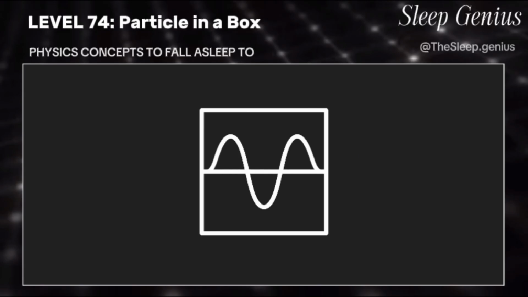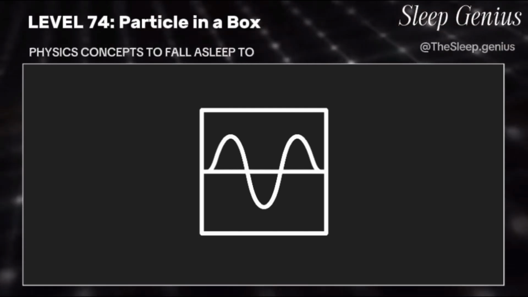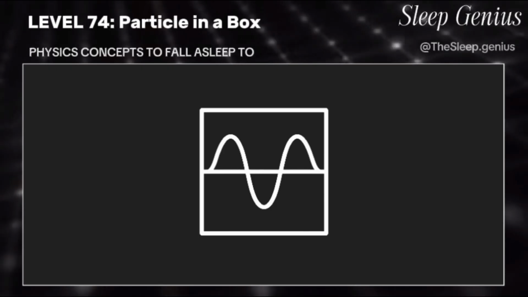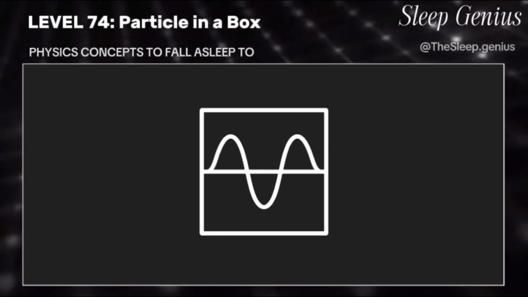The system has a simple structure. The particle moves along a single dimension, 2 dimensions, or 3 dimensions depending on the model. Each dimension adds complexity, creating multiple energy levels. The particle's wave function describes its probability of being at different positions inside the box. Energy levels and wave functions are interconnected mathematically.